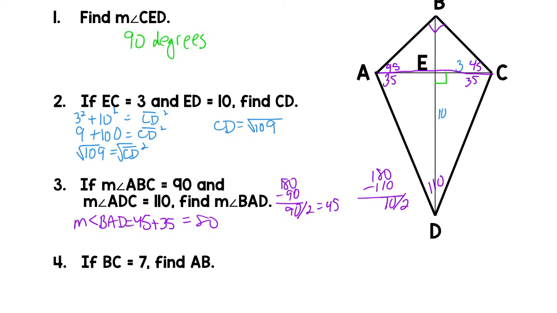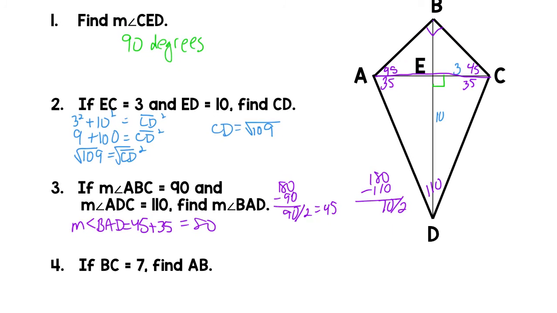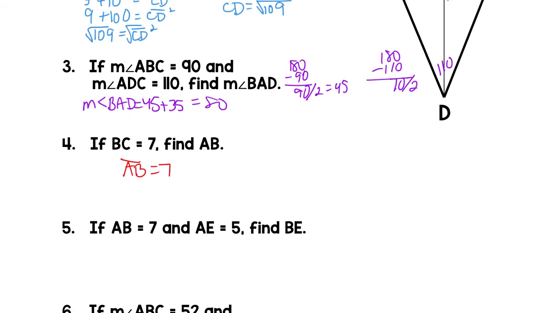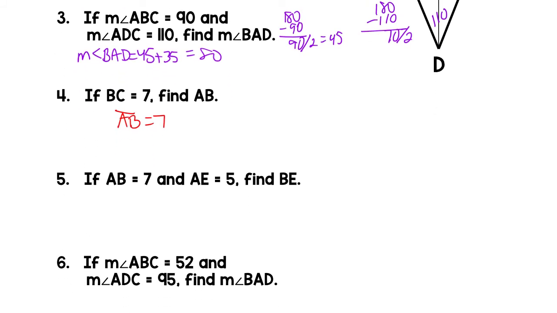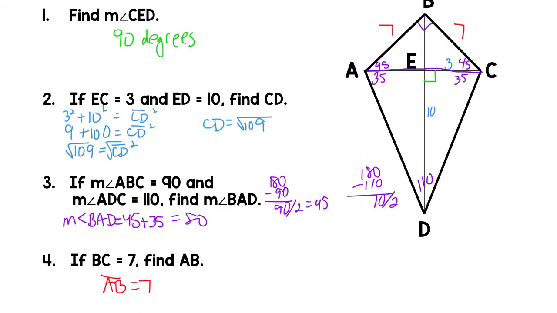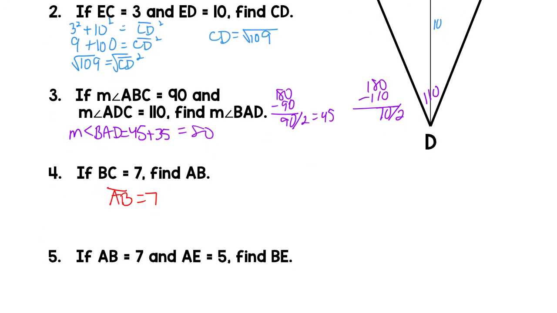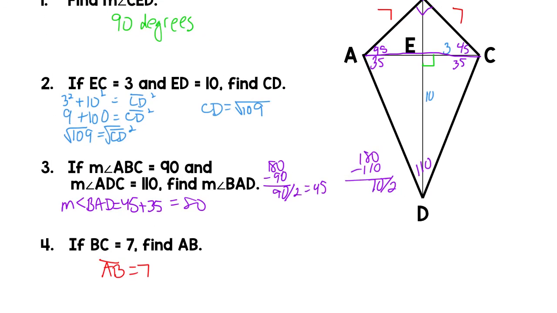Looking at the same figure, if BC is 7, find AB. Well, these two are congruent, so AB is also 7. I'm going to scroll down to see this next image. We'll move back up. If AB is 7 and AE is 5, find BE.